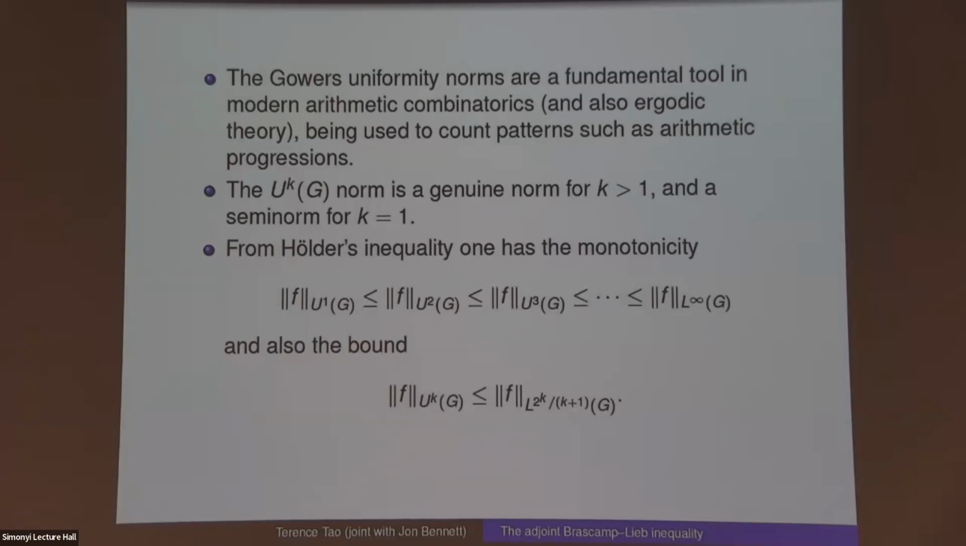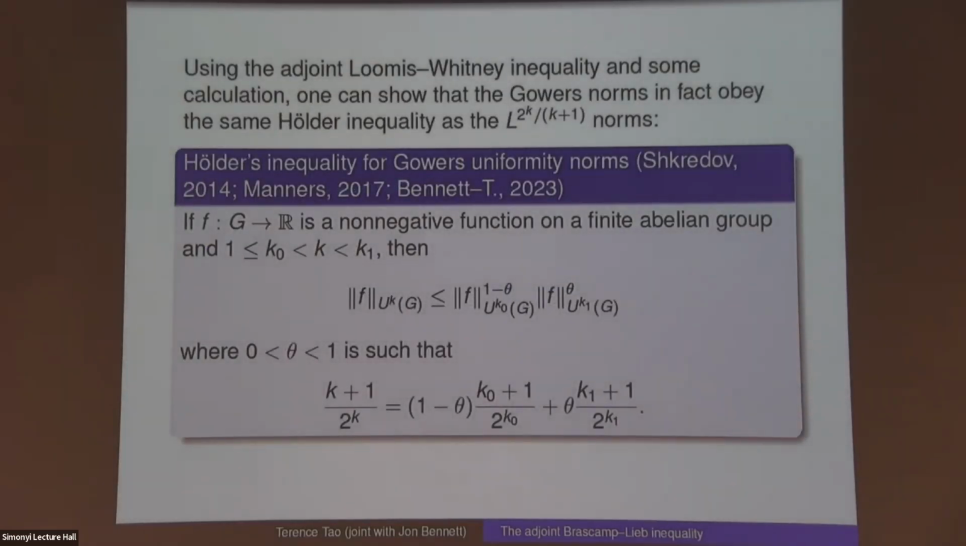One nice application of the adjoint Loomis-Whitney inequality is that the UK norms obey the same Holder inequalities that these norms do. So these norms are not equal, but they obey parallel estimates. This family of norms obeys a Holder inequality, and so do these. So there is a Holder inequality for the Gowers norms, which I believe is implicit first in Kosh-Kredov, and then also shows up in Freddy, but maybe only for some UK norms.